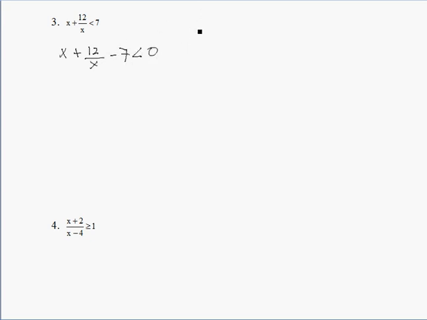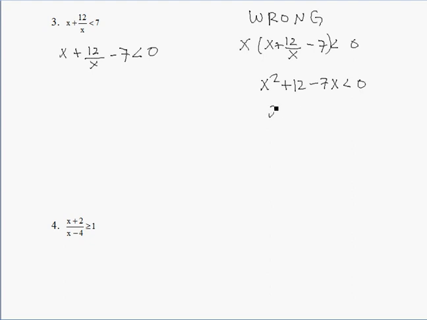A common mistake, so this is wrong, is to multiply this whole function times x. So I get x squared plus 12 minus 7x is less than 0. So x squared minus 7x plus 12 is less than 0. So I factor it, I get x minus 3, x minus, let me fix that. So that's what I get if I multiply everything by x.